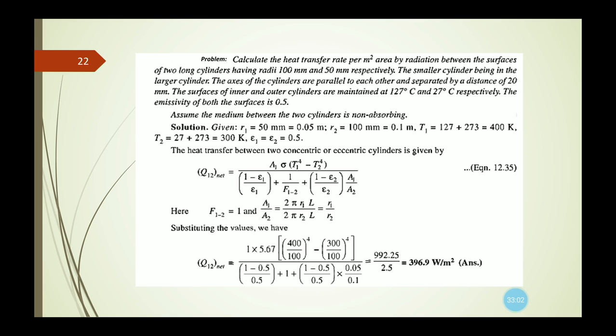We have to remember the formula of the net heat transfer rate for this specific shape of object or body, and then we need to use the concept of shape factor algebra.